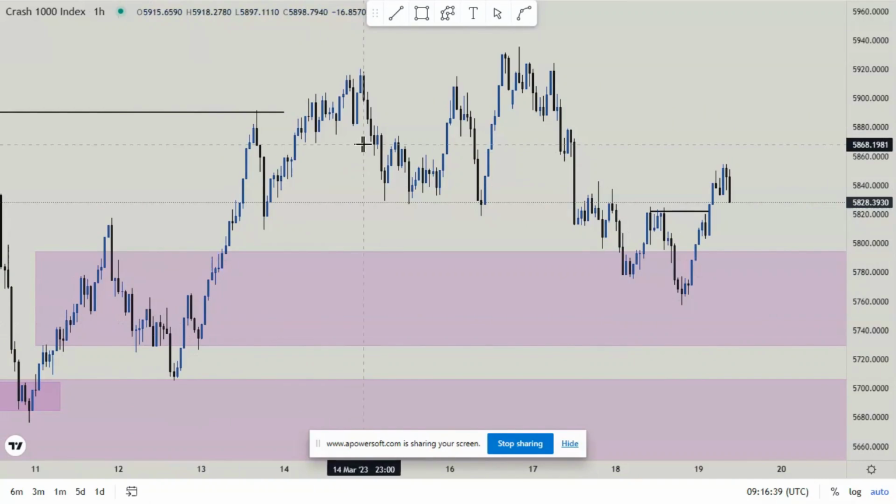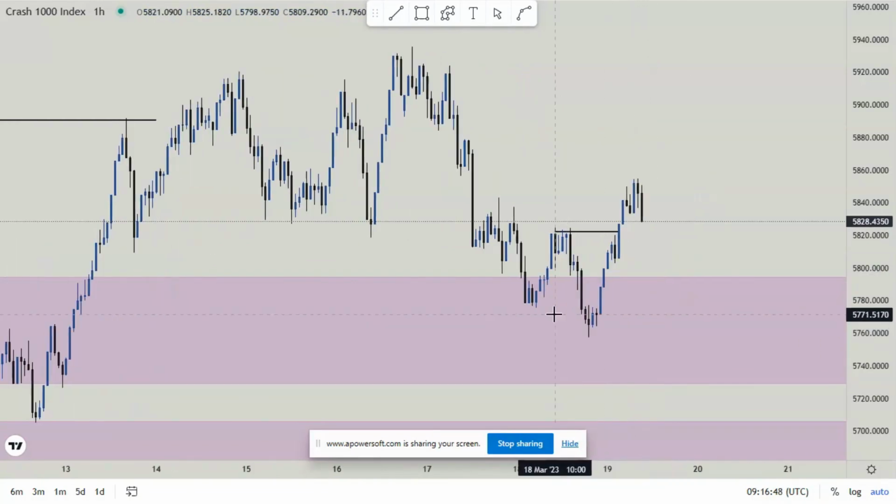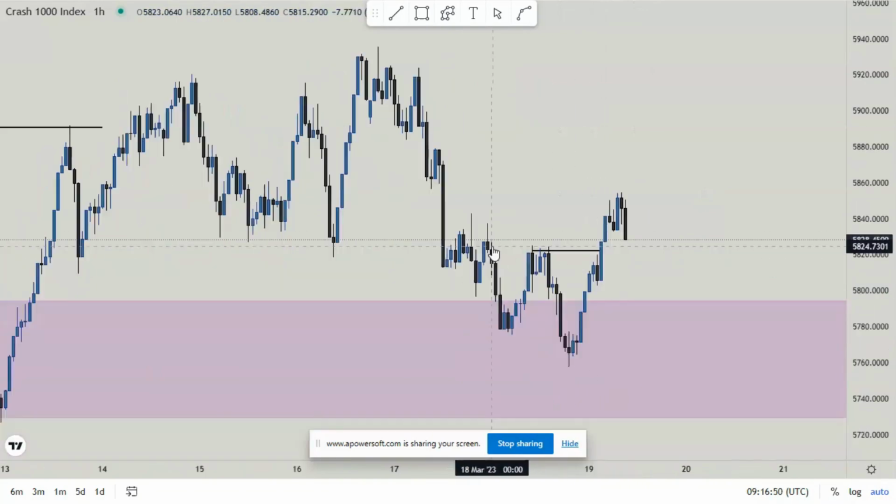Likewise, you can see that we moved up. As we returned, we reached here. We are not selling in here. This is a time for us to wait and see. Then we get a reversal, the market moves up.